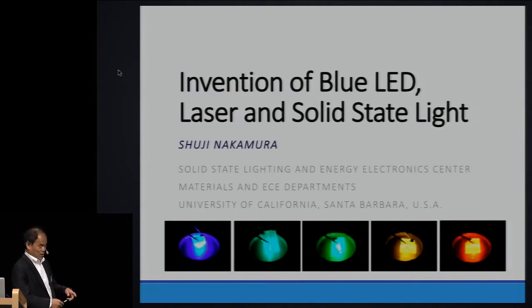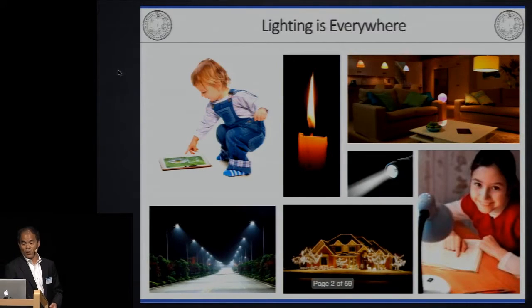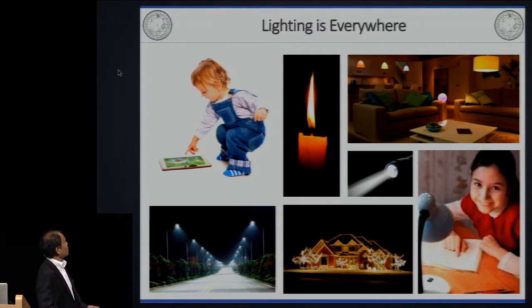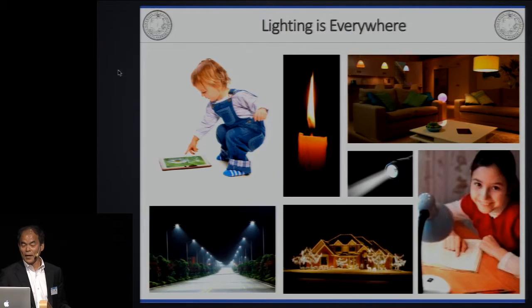And so today I talk about the invention of blue LED and laser. And this is a laser diode, no? And this is the light. So lighting is everywhere. Without lighting, you cannot read a book at nighttime.